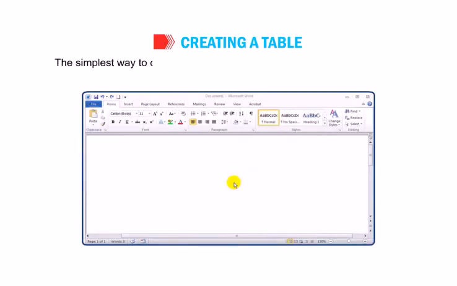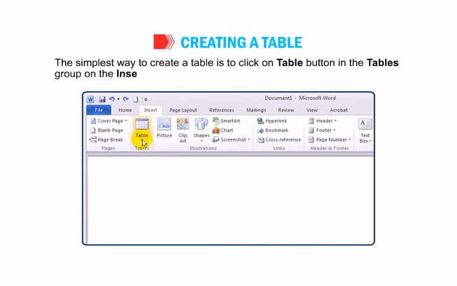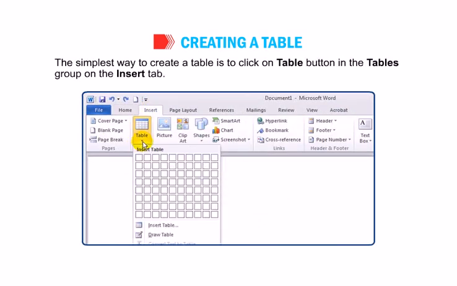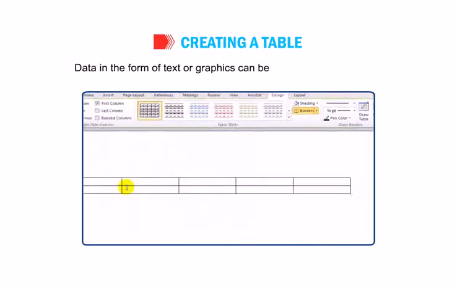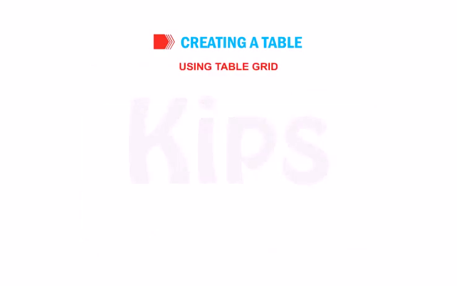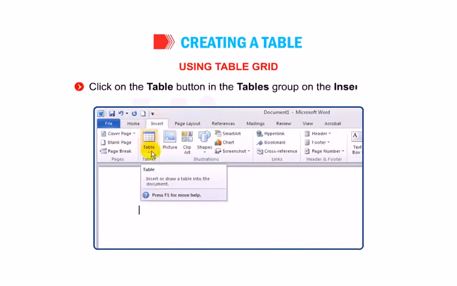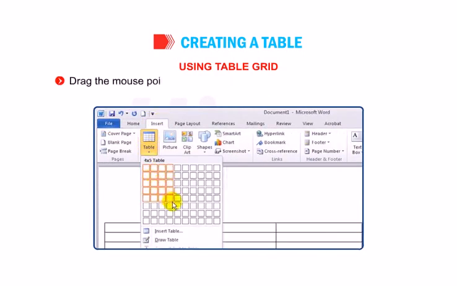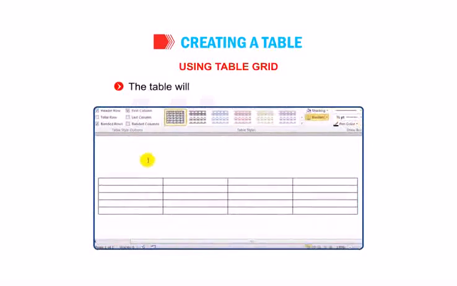The simplest way to create a table is to click on Table button in the Tables group on the Insert tab. Data in the form of text or graphics can be entered inside the cells. Using Table Grid. Click on the Table button in the Tables group on the Insert tab. Drag the mouse pointer over the grid and cover the number of rows and columns you want in the table. The table will be inserted on the working area.